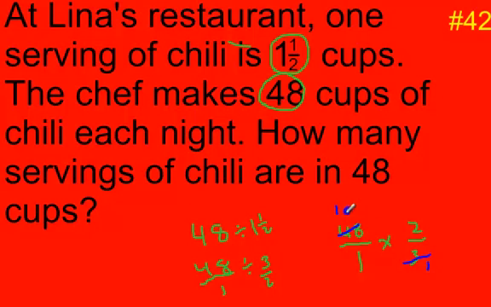Now I can multiply straight across. 16 times 2, that equals 32. And then 1 times 1 is equal to 1. And 32 over 1 is just 32. Does this answer make sense?